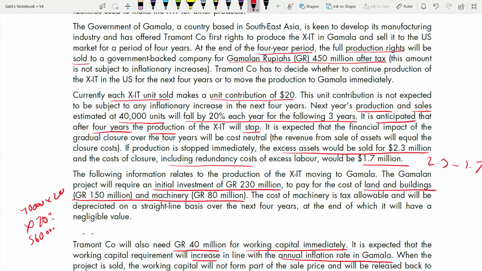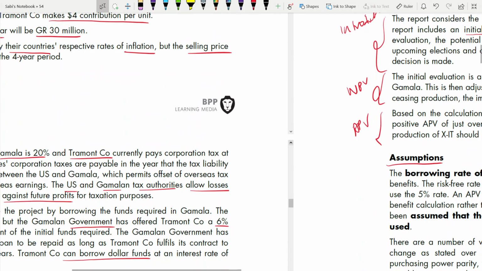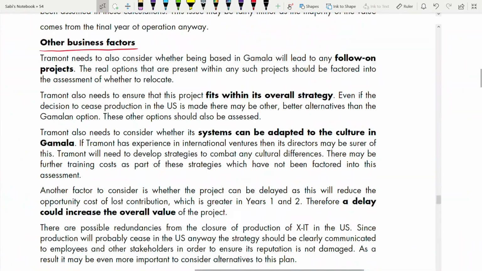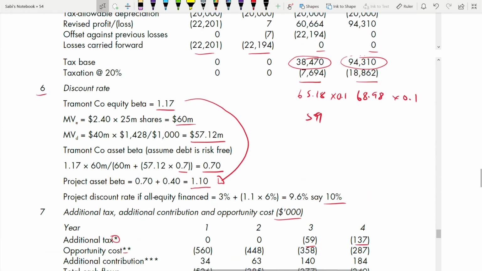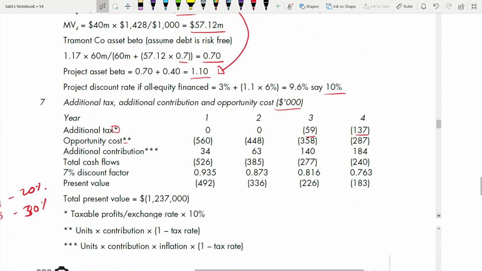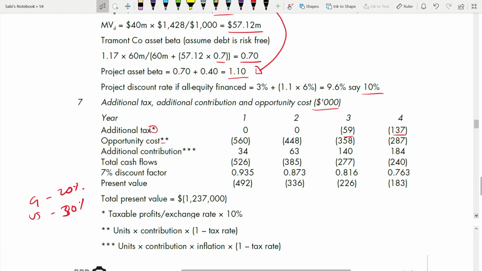And this 40,000 units will fall by 20% each year for the following 3 years. So if you see here, they are going to get 560. This is in thousands, okay? It is already told that it is in thousand. Next, how you are getting it?